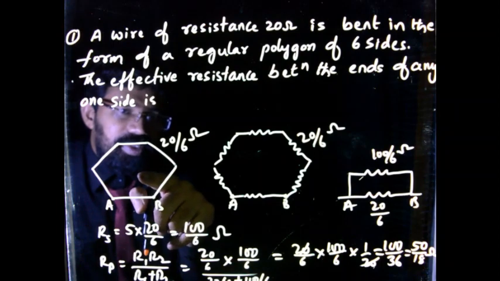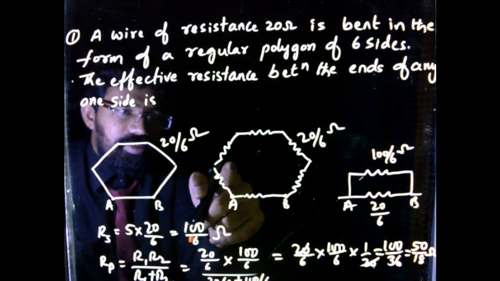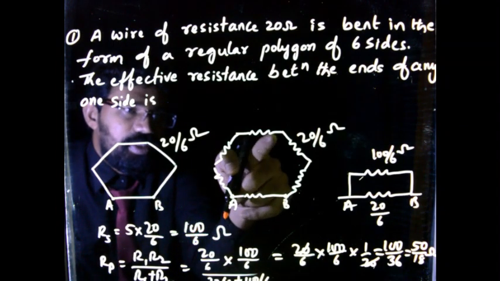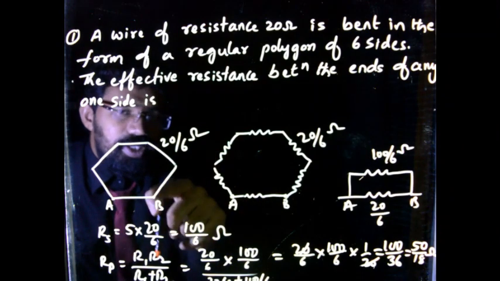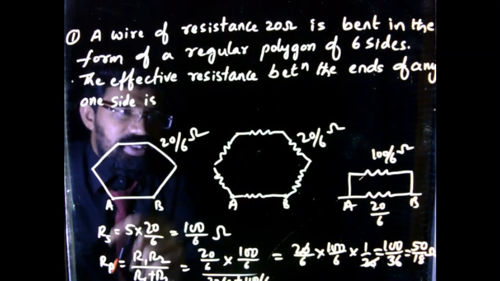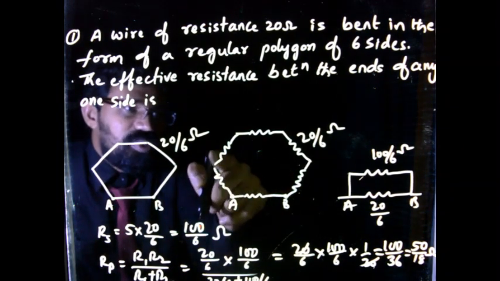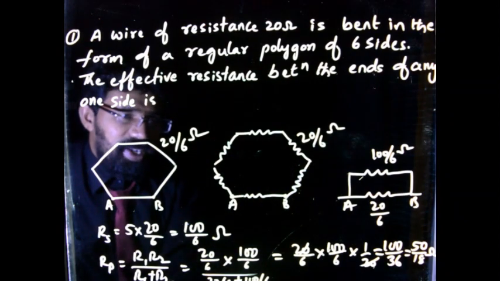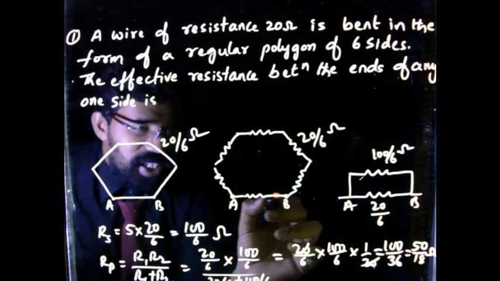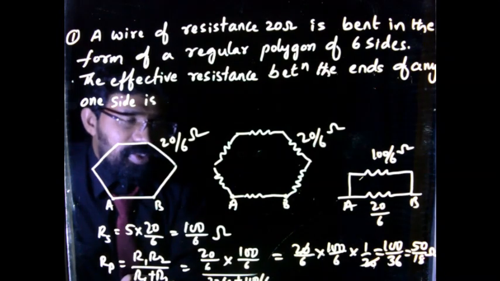Like that, one equivalent diagram was drawn. Usually we are familiar with these kind of symbols, right? This is the resistor symbol. So I have replaced each side with a resistor, and each resistor's resistance is how much? 20 by 6. Now I have chosen this side. Across this side I wanted to find out the resistance.